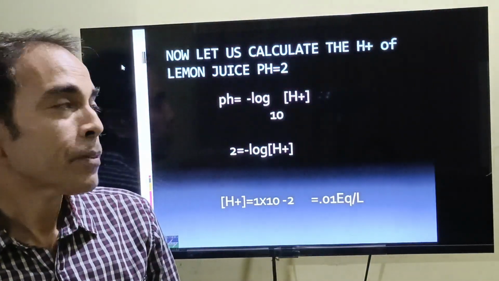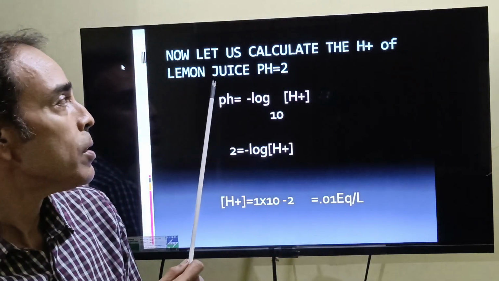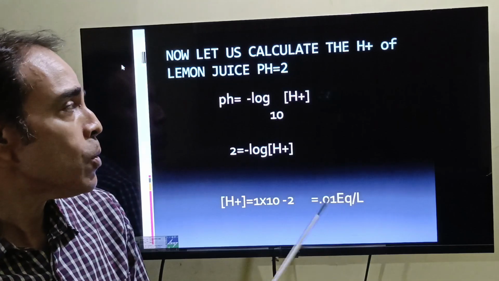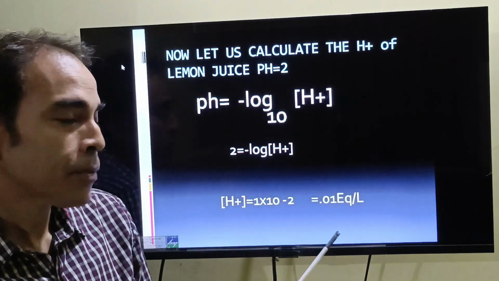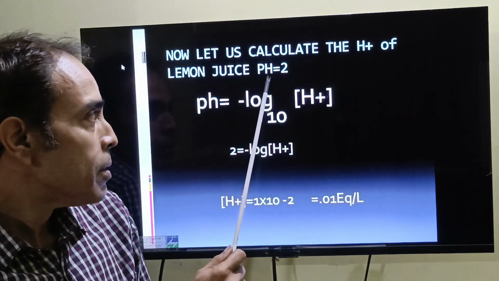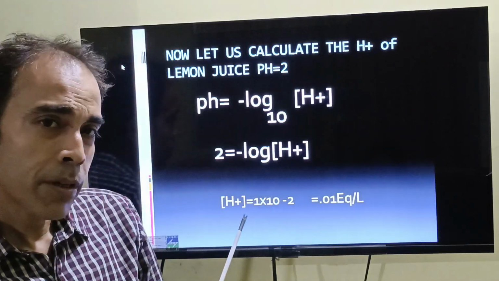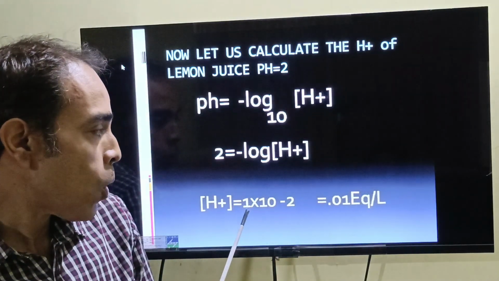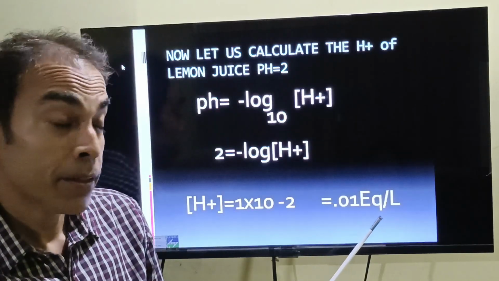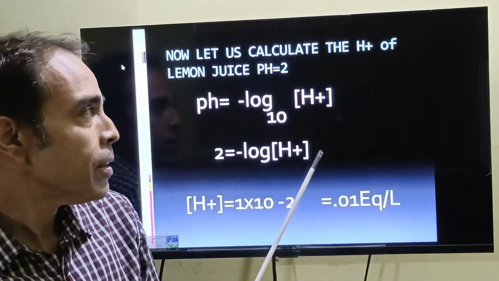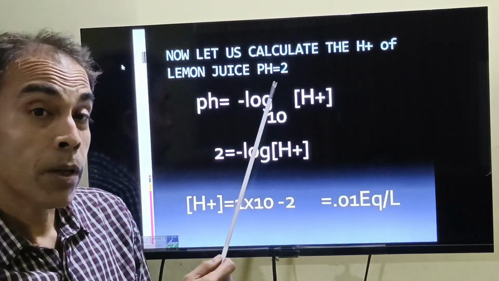Now let us take an example. How do we calculate the hydrogen ion concentration if, suppose, we take a lemon juice pH of 2? As you know, pH is equal to negative log to the base 10 of hydrogen ion. So we put pH 2 here, take the negative log of hydrogen ion, and calculate. We find that hydrogen ion is equal to 1 into 10 to the power minus 2, which is 0.01 equivalents per liter. So this is how we calculate the hydrogen ion concentration if we know the pH of the solution.